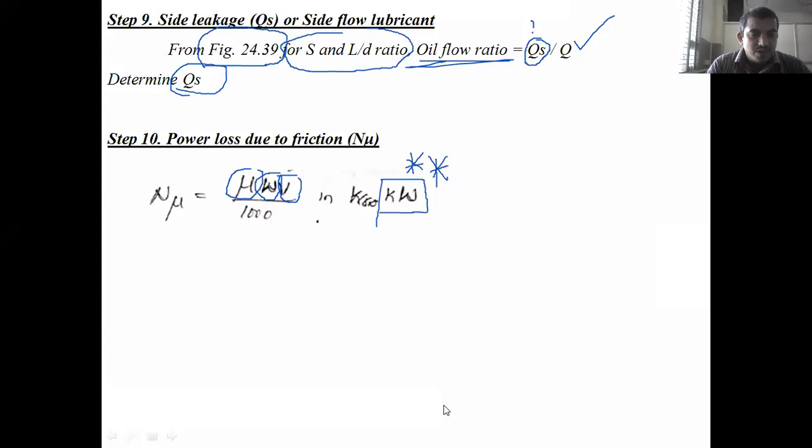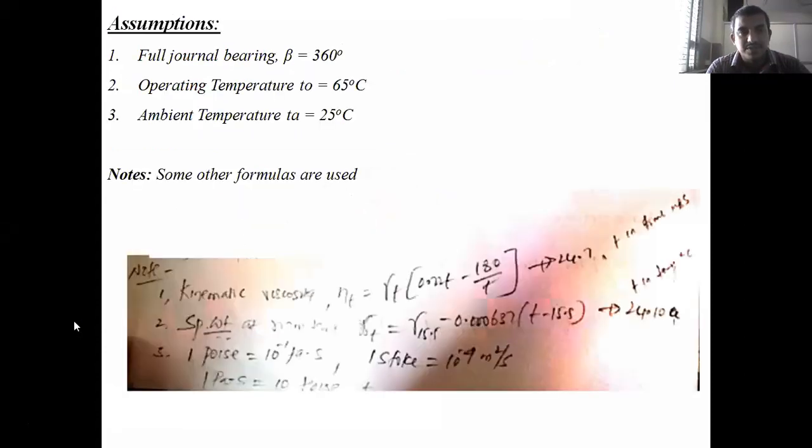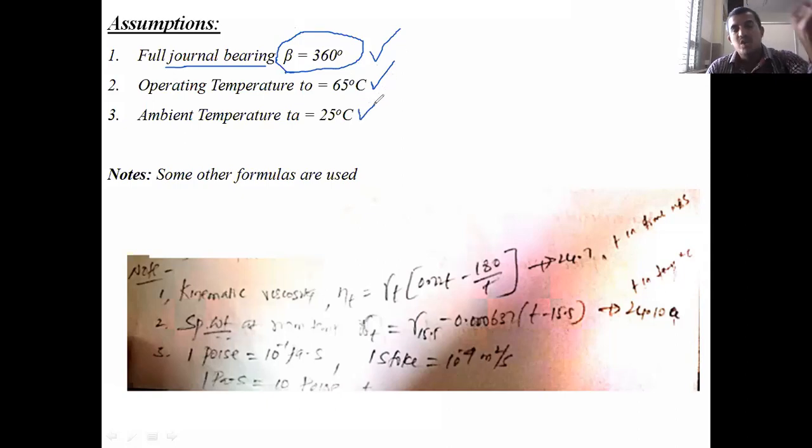So again, before going to solve the problem, some assumptions. What are the assumptions you should follow here? Suppose the type of journal bearing is not given, it may be a partial or full journal bearing. If the beta value is not given, then we assume it is a full journal bearing. Then, if the operating and ambient temperature of the bearing is not given, we assume the operating temperature is 65 degrees. Ambient temperature means surrounding temperature, air temperature or room temperature, and it is 25 degrees centigrade.